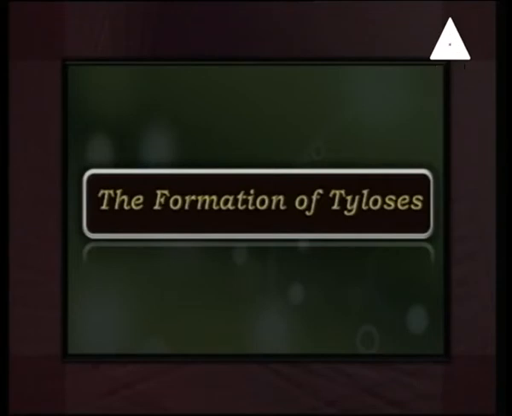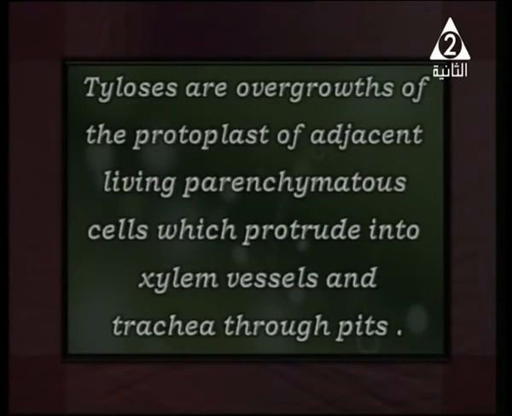Also, we have the formation of tyloses. Tyloses are overgrowths, I mean extra growth, of the protoplast of the adjacent living parenchyma cells. As we studied before, we have different types of cells like parenchyma, collenchyma, sclerenchyma, as we studied in the first secondary. And here we are talking about the parenchyma cells, which protrude, I mean increase like a bud or bulge, into the xylem vessels.